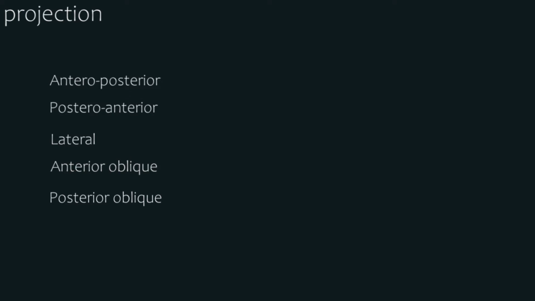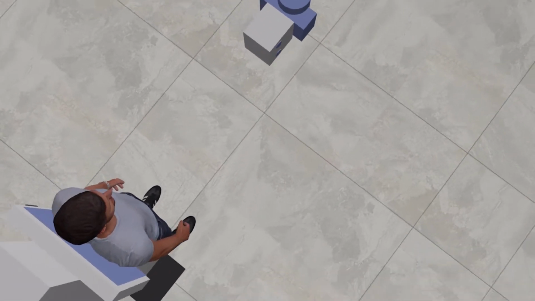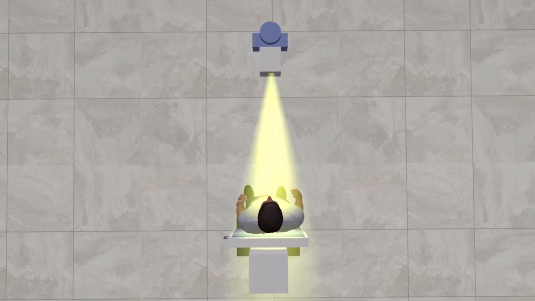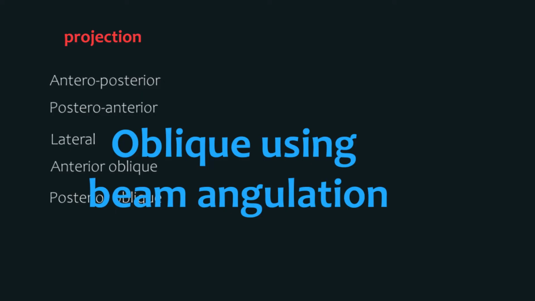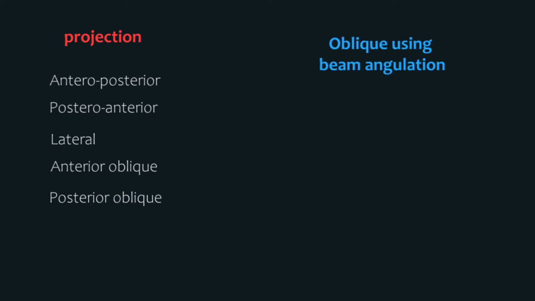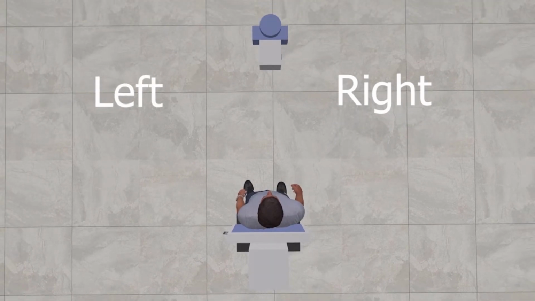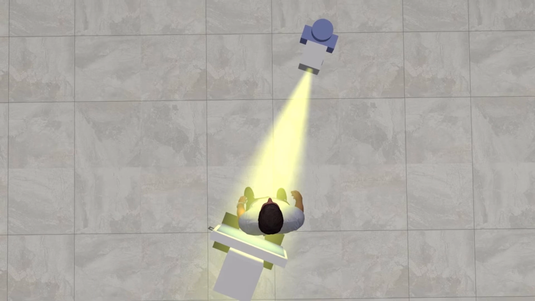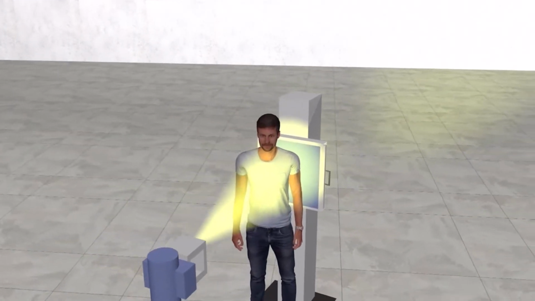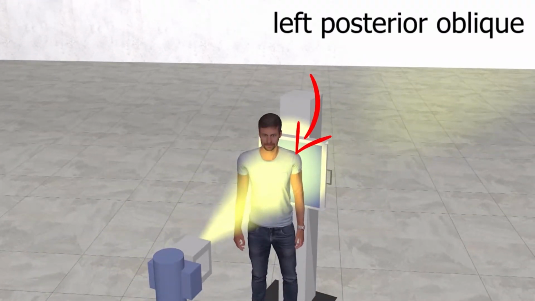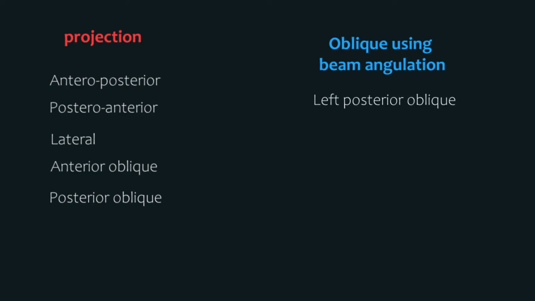Well, what if we suppose that we want to tilt the X-ray machine, but not the patient? This is called oblique using beam angulation. And we have 4 cases. First case, the patient is standing, this is the right side, this is the left side, the back side is in contact with the cassette. If we tilt to the right, the left back side will become closest to the cassette, left posterior. Thus, we say that the projection is left posterior oblique.